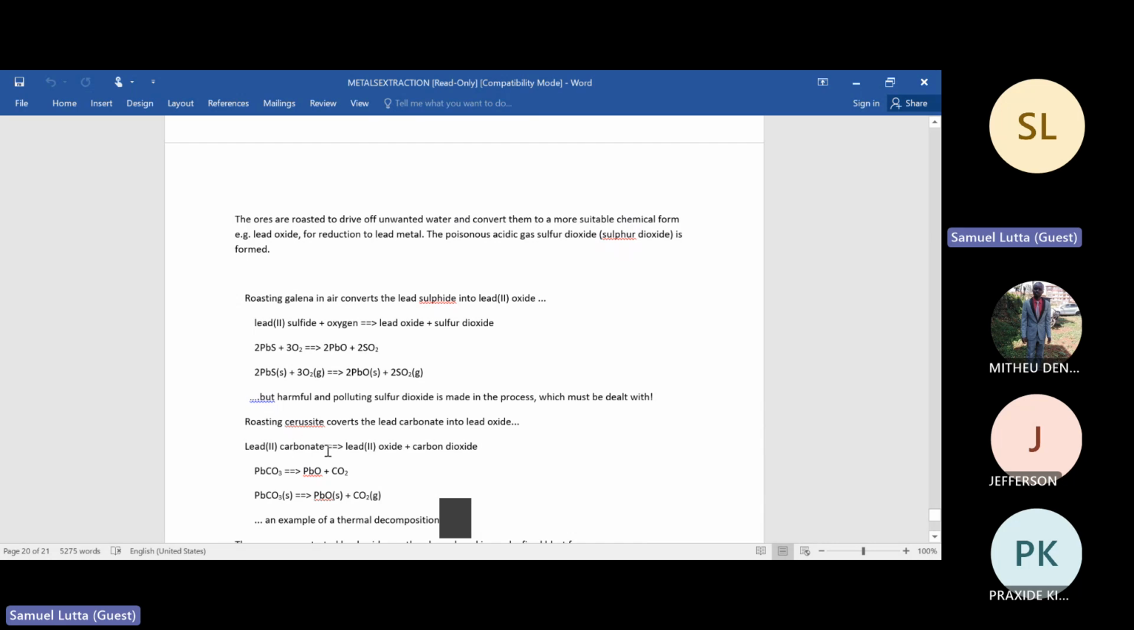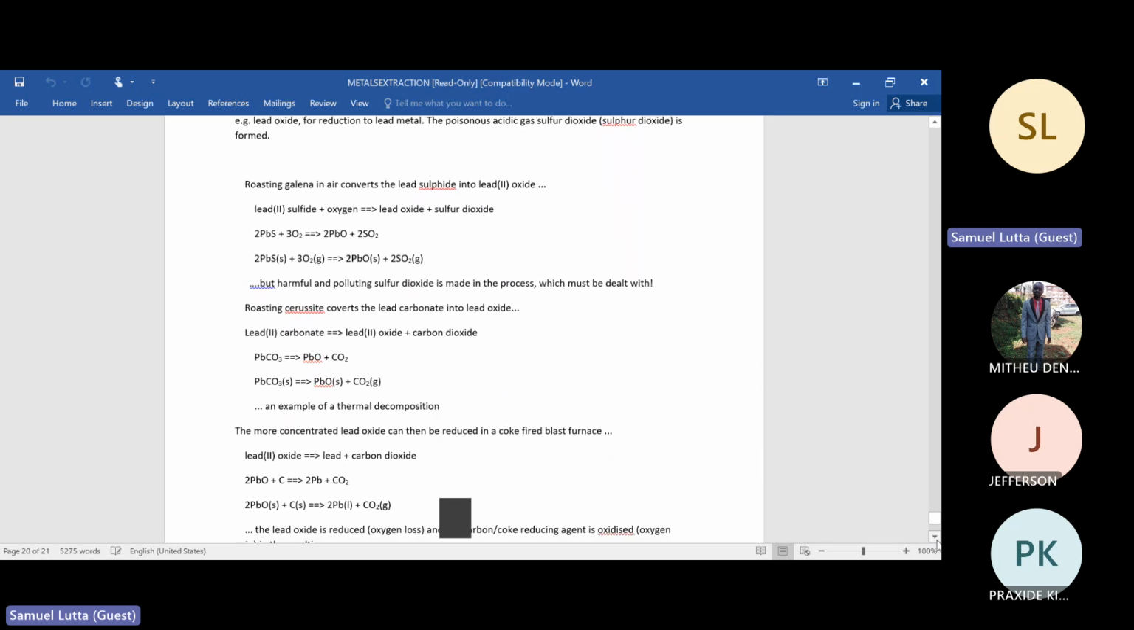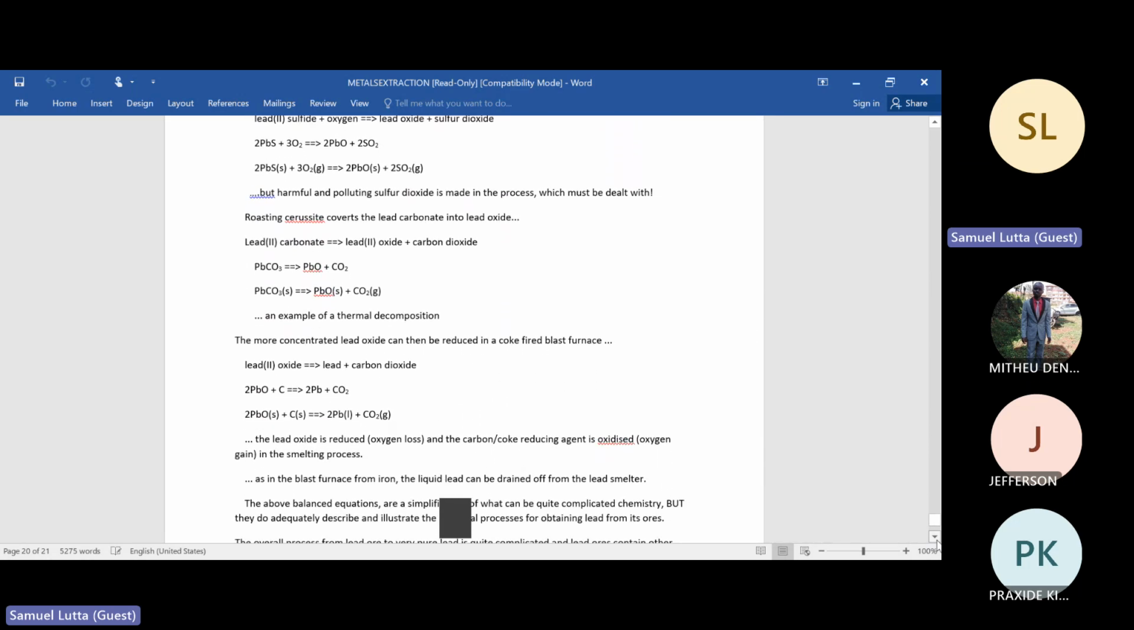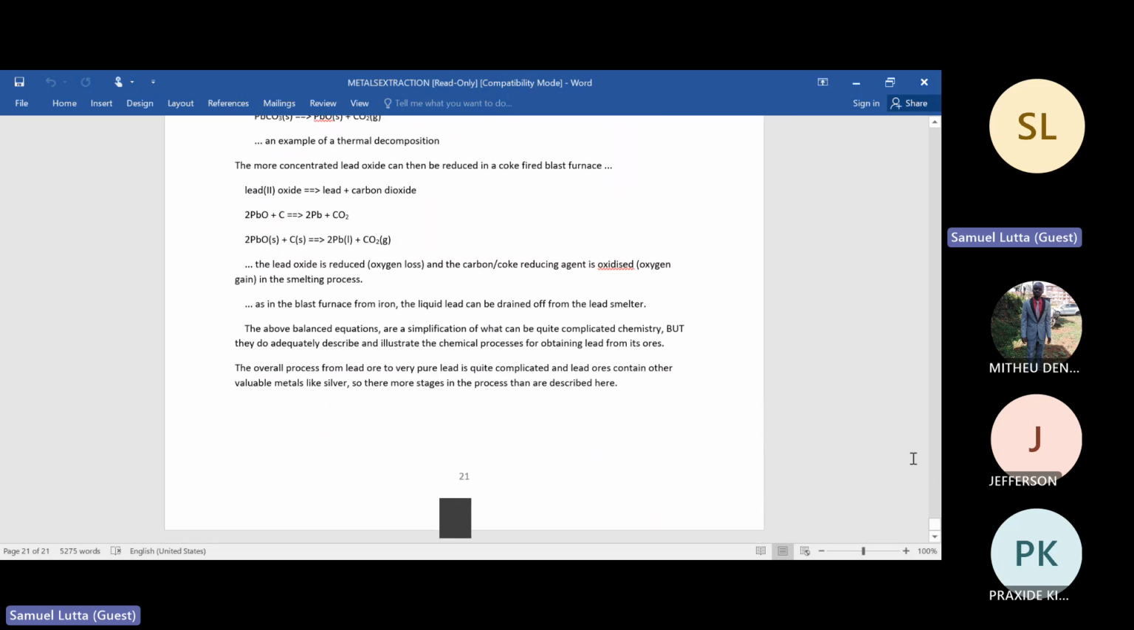And then these metal oxides can now be reduced. So the lead, because it's less reactive, is normally reduced by using carbon. So we don't need to pass it through the blast furnace. Just carbon will be enough to reduce the lead oxide and form the metal. So this is how we reduce lead and give us our product.